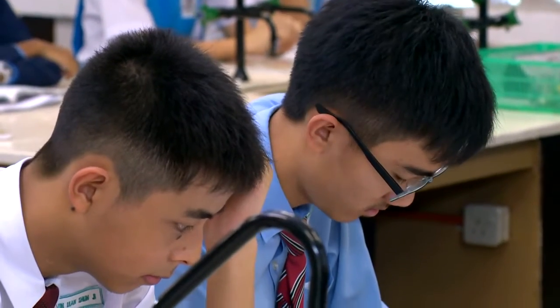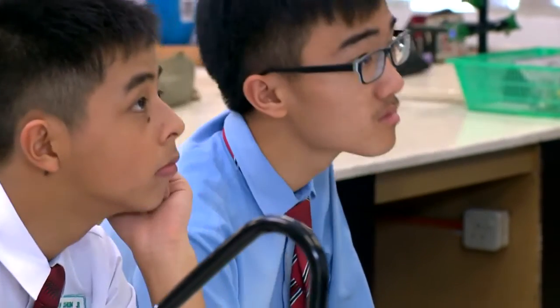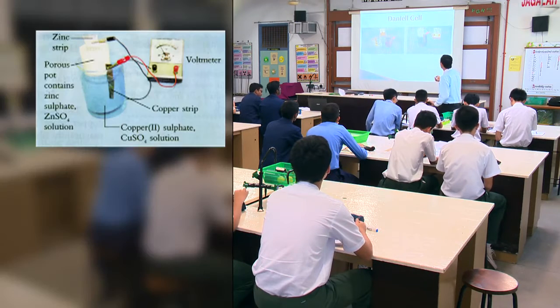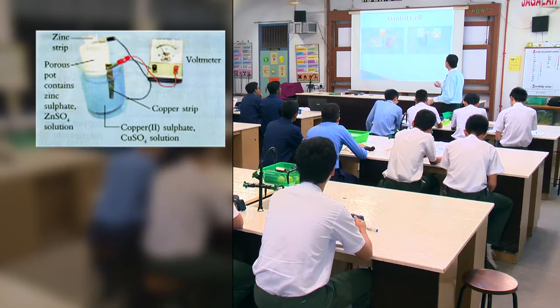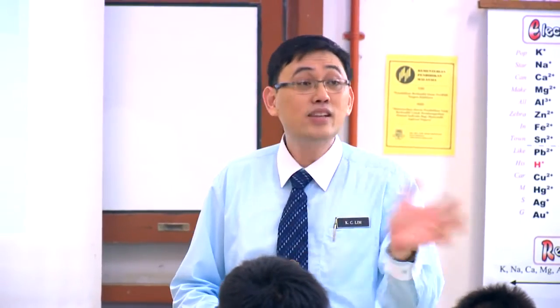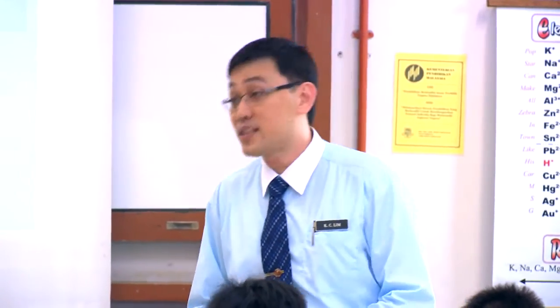And another way, sometimes we can also use 2 containers. One is the beaker, another one we call the porous pot. But we still use 2 different solutions. This is called the Daniell cell. This Daniell cell we will learn in detail in the coming lesson. So today we just touch a little bit on what the Daniell cell is, which links together with the same concept of the voltaic cell.